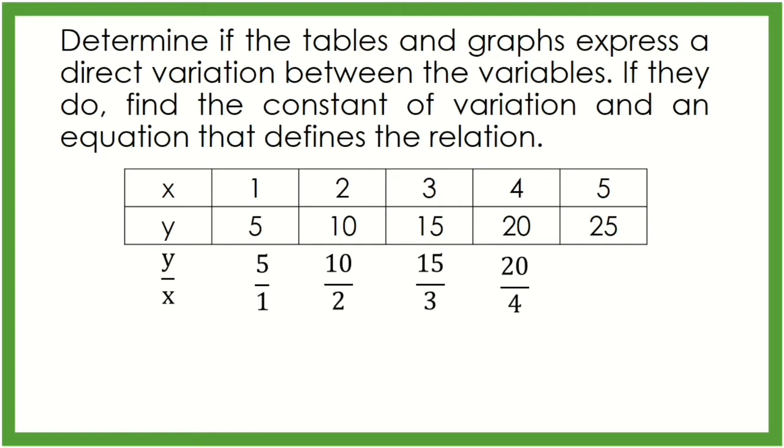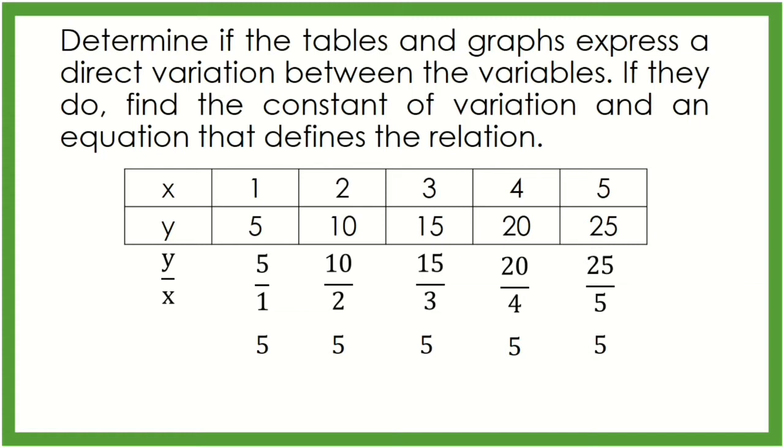The next is 20 over 4. And the last is 25 over 5. Okay, then solve natin yung ratio nila. The first one, 5 over 1 is 5. 10 over 2 is 5. 15 over 3 is 5, and 20 over 4 is 5, and 25 over 5 is also 5.